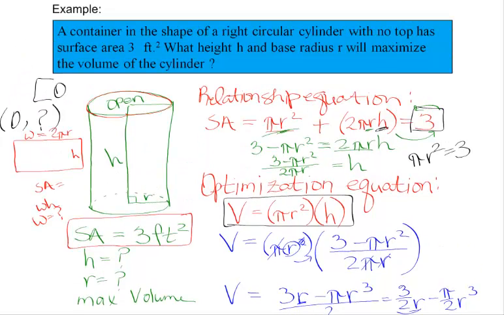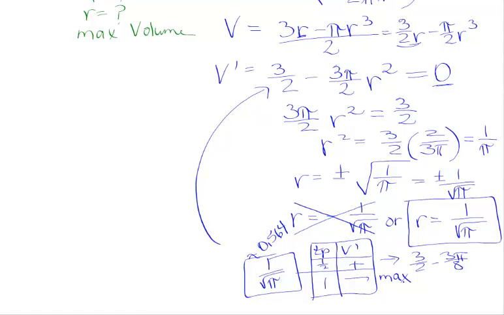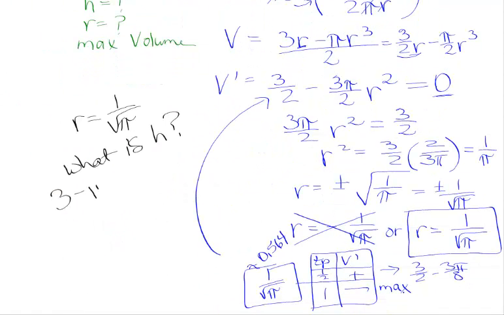Now, let's answer the question, what height and base radius will maximize the volume? So we've done most all of the work. There's the base radius that will maximize the volume. I need to go back to my relationship function. When r is 1 over the square root of pi, what is h? My relationship function was a relationship between r and h. Right there. 3 minus pi r squared over 2 pi r.